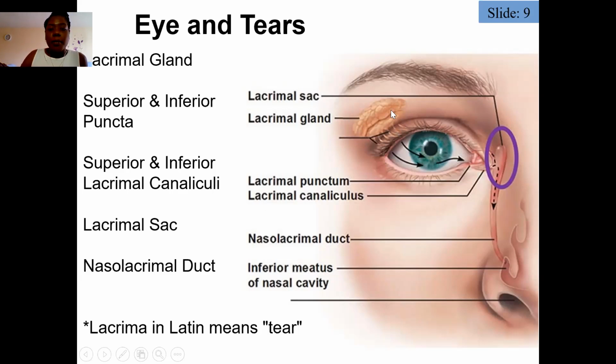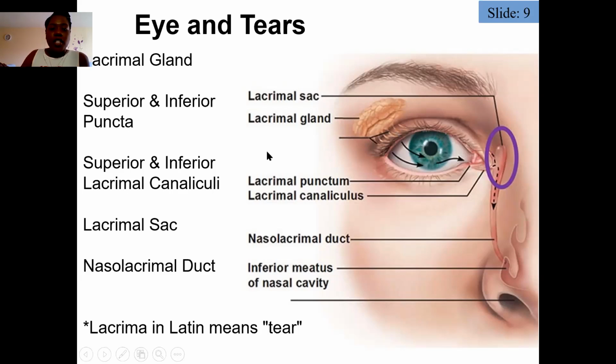Tears will then be produced from this gland and they'll wash down onto the surface of the eyeball itself. From there, tears are then absorbed into the superior and inferior puncta. So we have the superior inferior puncta, and puncta really are just openings, okay? So we've got one superiorly, one inferiorly, and these are the openings that then reabsorb those secreted tears back into the lacrimal structures.